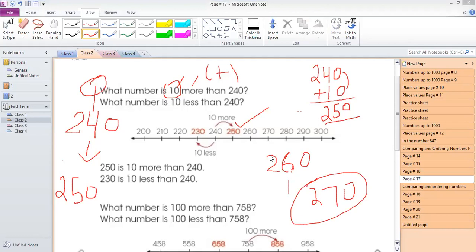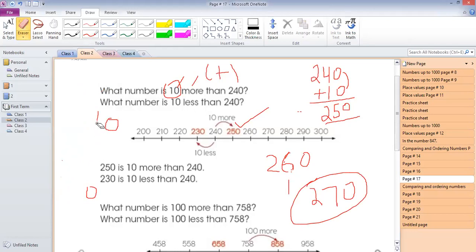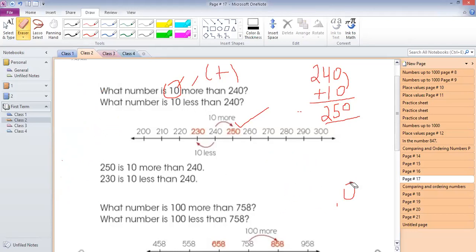Yes. That's very good. So guys, now you know how to find out 10 more than as well. In order to find out 10 more, you will either add, or you will check the number line for exactly what number is after 240, and in that way you can find out the answer.